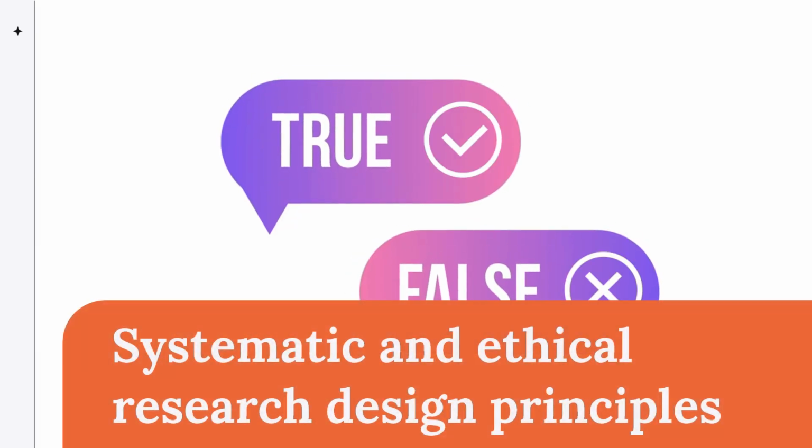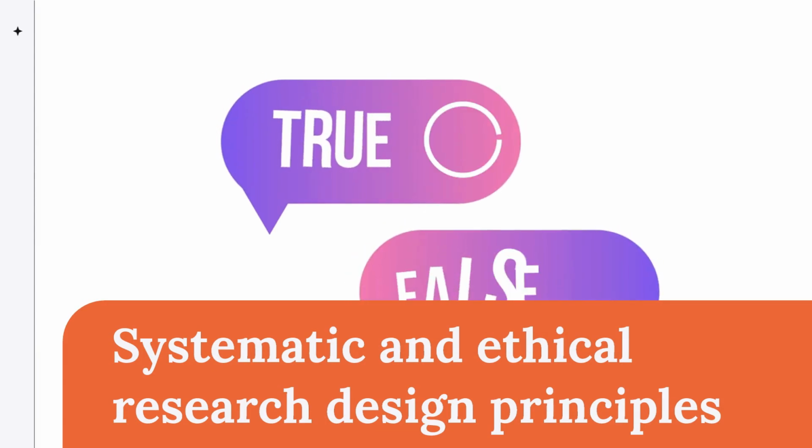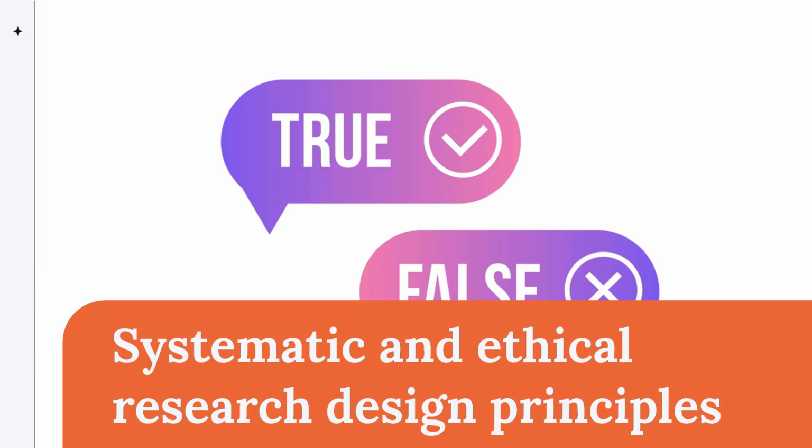Research design principles ensure systematic and ethical investigations. Clear research aims provide direction. Hypotheses must be testable and based on theory. Independent and dependent variables clarify relationships. Operationalization ensures consistency in procedures.